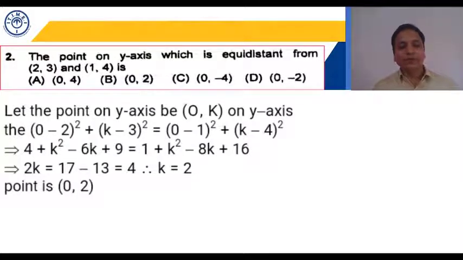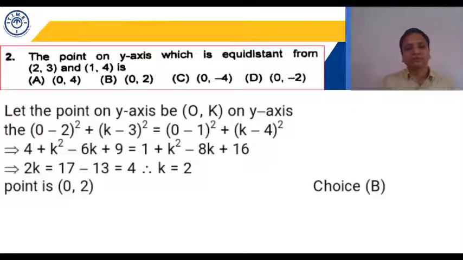So point becomes (0, 2). Why (0, 2)? Because it lies on the y-axis. Just look at the choices. First choice says (0, 4). Second choice says (0, 2), which matches with ours. Third choice (0, minus 4). Fourth is (0, minus 2). So answer is (0, 2), choice B. That's our answer.